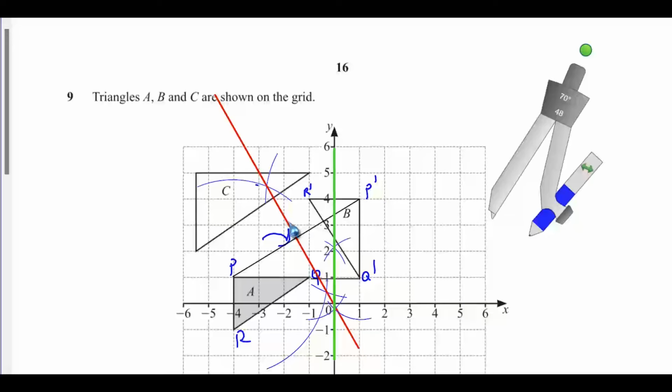The red line is the perpendicular bisector of P and P prime, and this green line is the perpendicular bisector of Q and Q prime. They both meet at the origin. So that means the center of rotation is at the origin. Okay, so the next thing we need to do is to get the angle.